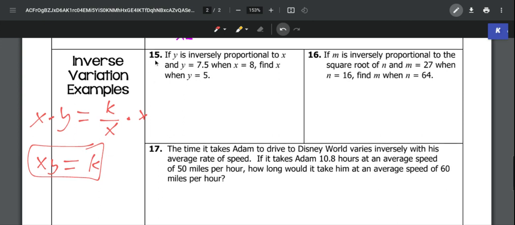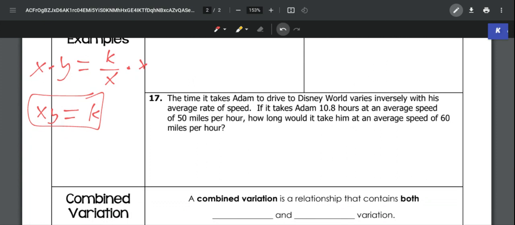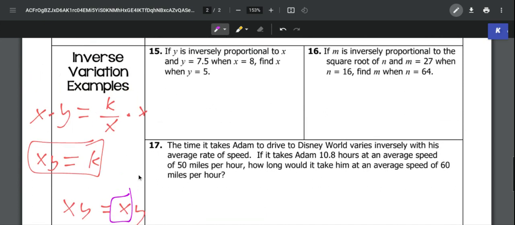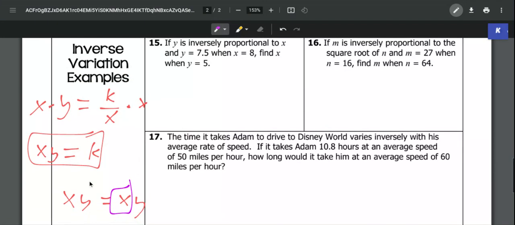So that's what we're going to use to try to set up a proportion or an equation to solve for either x or y. So if we look at 15, it says y is inversely proportional to x, and y is equal to 7.5 when x is equal to 8. Figure out what x is when y is equal to 5. So what we're going to do here is essentially set up this equation twice. We're going to say xy is equal to xy, and then whatever's left out, which in this case is x, we can just solve for that because we're given x and y and the other y. So now let's set that up.